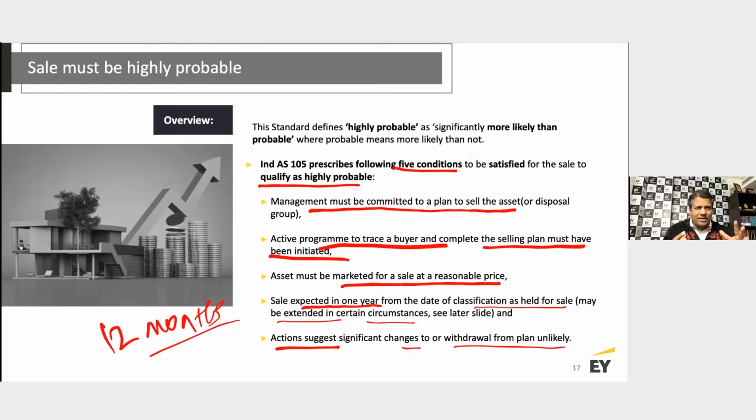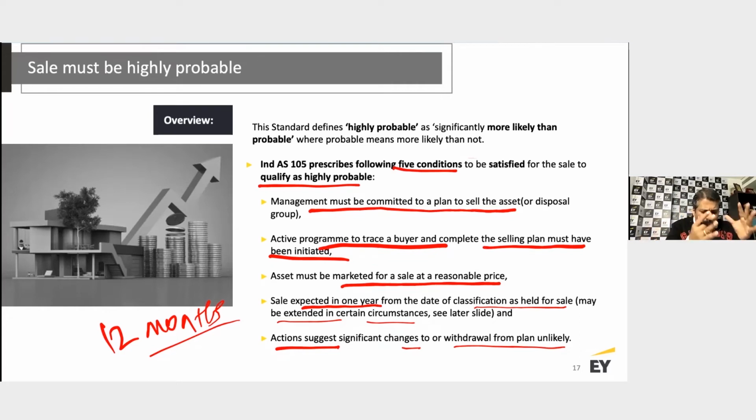And remember, just because you're going to classify this as held for sale does not mean it is a discontinued operation. Okay. Now, a discontinued operation needs to meet more criteria, which is to say it has to represent a separate major line of business or geographical area of operation, or it's a subsidiary acquired exclusively with a view to resell. Then it may also classify as a discontinued operation.